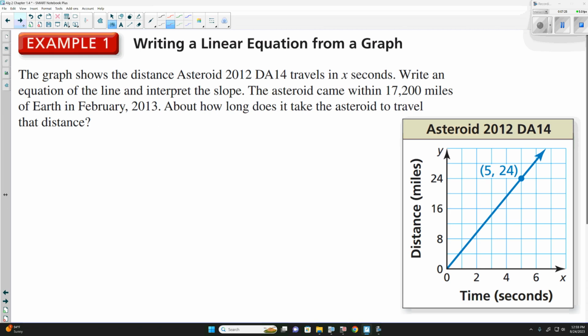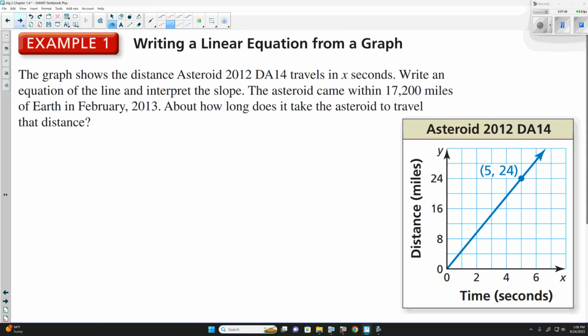Now the first problem we're going to look at in finding the equation of a line is this one here. The graph shows the distance asteroid 2012 DA14 travels in x seconds. Write an equation of the line and interpret the slope. This asteroid came within 17,200 miles of Earth in February 2013. About how long does it take the asteroid to travel that distance?